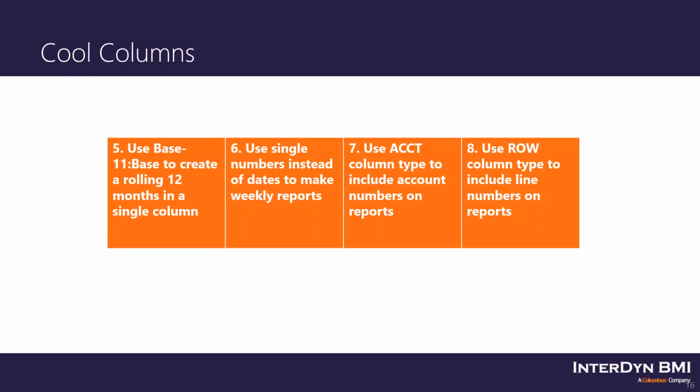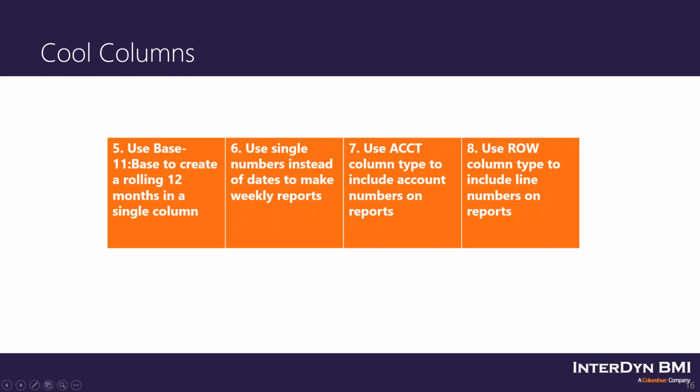Cool columns, using a base minus 11 to base to create a rolling 12 months in a single column, using single numbers instead of dates to make weekly reports. We're going to talk about using the account column to include account numbers on your report. We're going to use the row code to actually put the row code information into your report as well.